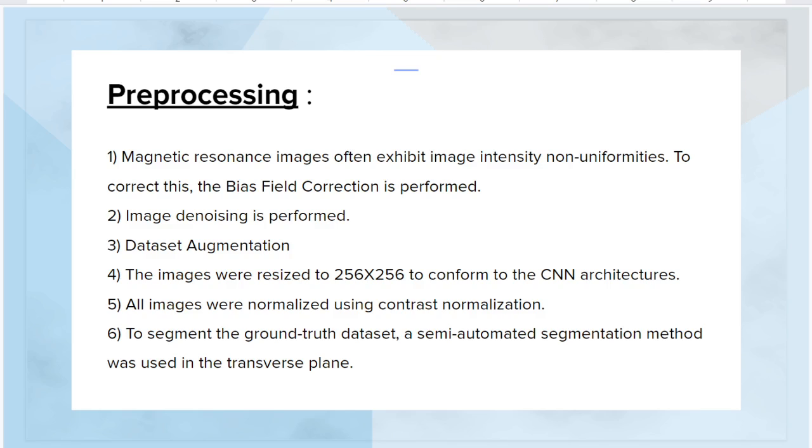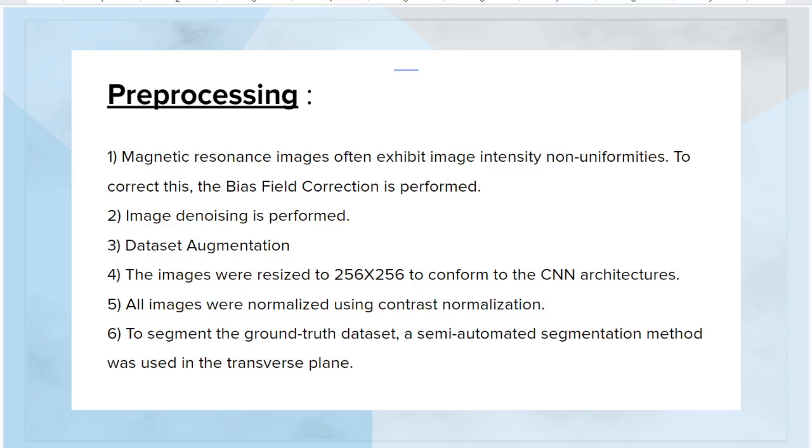Pre-processing involved are magnetic resonance images often exhibit image intensity non-uniformities that are the result of magnetic field variations rather than anatomical differences. These artifacts, often described as shading or bias, can be produced by imperfections in the field coils used in the systems or by magnetic susceptibility changes at the boundaries between anatomical tissue and air. To correct for the gain variation, the bias field correction method is performed. Image denoising is performed. Dataset augmentation is done.